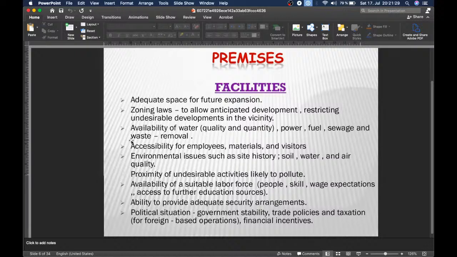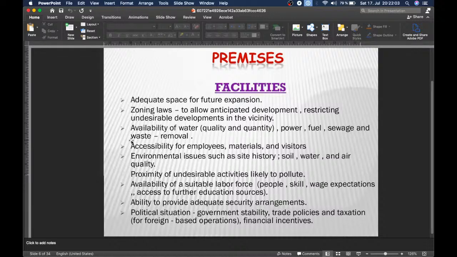Accessibility of employees, materials, and visitors. All the employees that are coming up, all the materials, and the visitors who want to check our material should all be accessible to each one of us, to each other. There should not be any hindrance to that. Some environmental issues about the land from the history perspective: soil, water, and air quality, how is it? Any undesirable activity, if we do it, will lead to pollution.